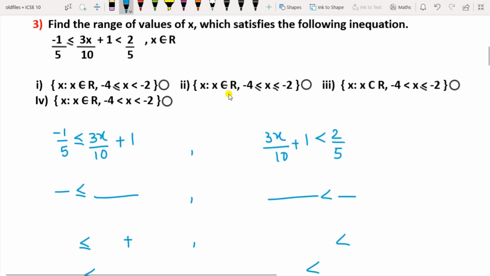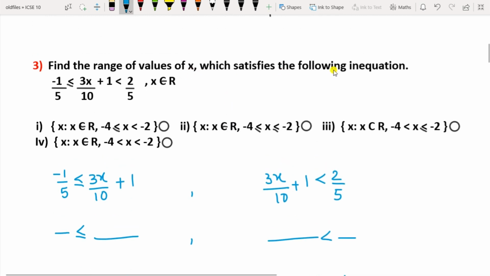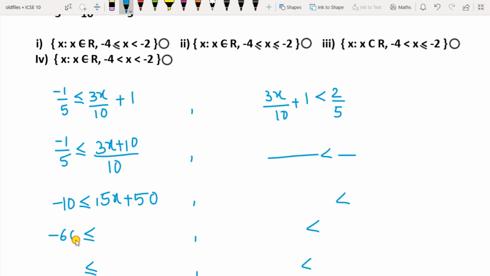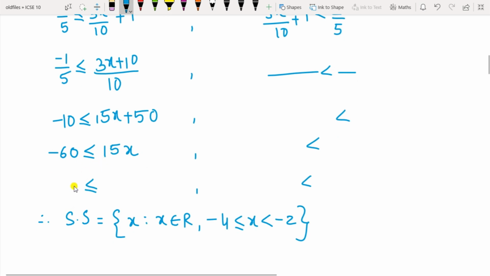Okay. Question 3 here is: find the range of the values of x which satisfy the following inequation. So this is the given inequation, you have to solve it. Now you can see there are two inequality signs, so solve as we have done in the exercise. So this will be -1 by 5, take the LCM on the other side, (3x + 10) the whole by 10. Now cross multiply it, so this will be -10 less than or equal to, and 5 3s are 15x plus 50. -50 will go this side, so it is -60 less than or equal to 15x. -60 upon 15 is -4 less than or equal to x.